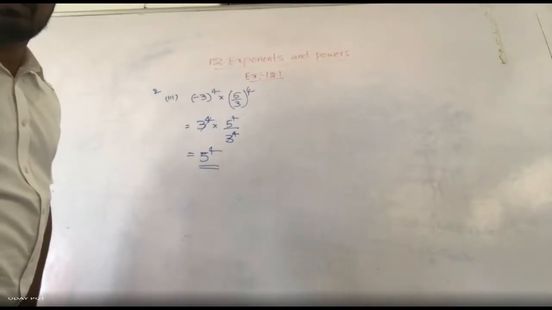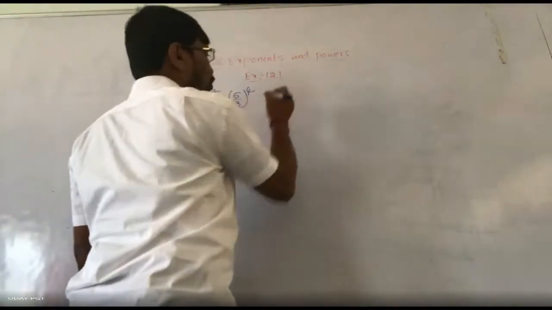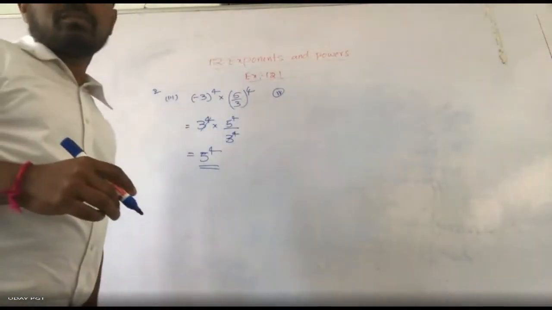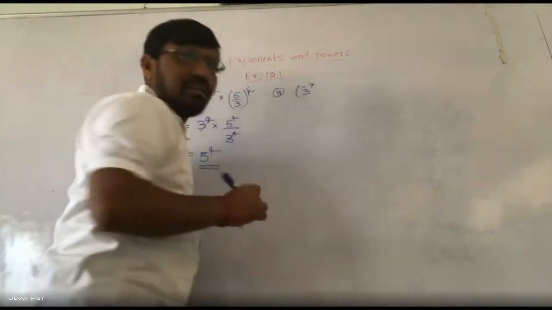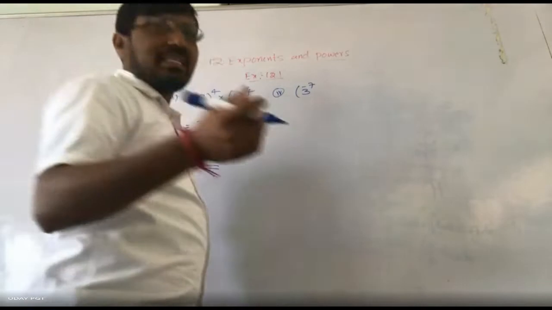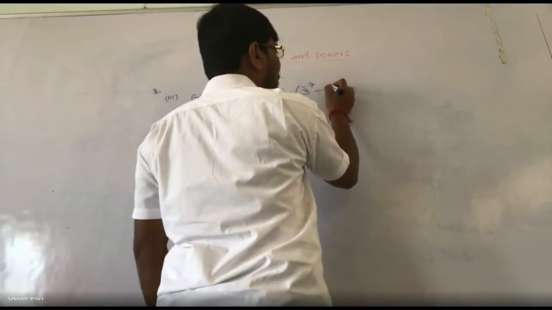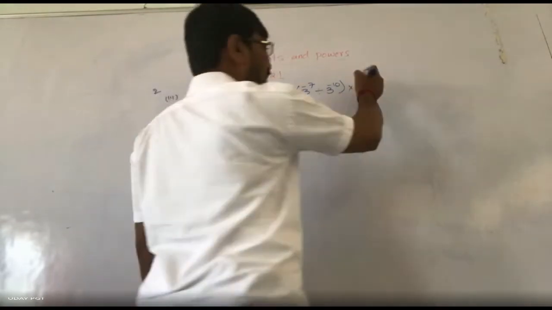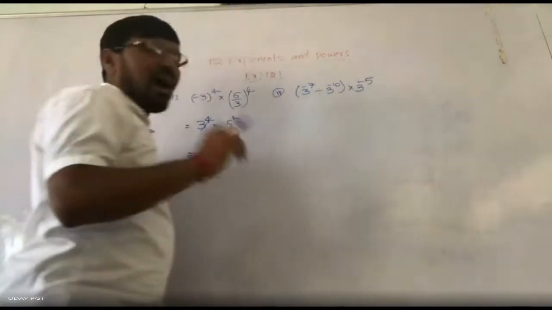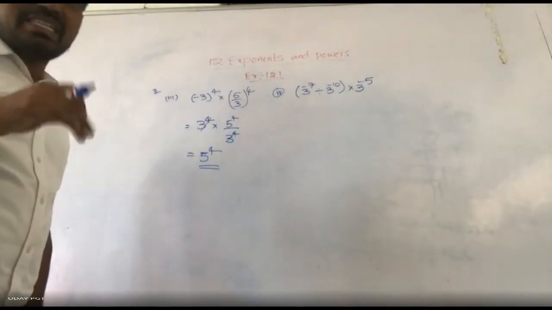Fourth problem. Any doubt? No, sir. So next, the fourth question, you see here. What is given to you in the brackets: 3 power minus 7 plus 3 power minus 7, divided by 3 power minus 10 into 3 power minus 1. So we need to write all our powers with base 3 only.